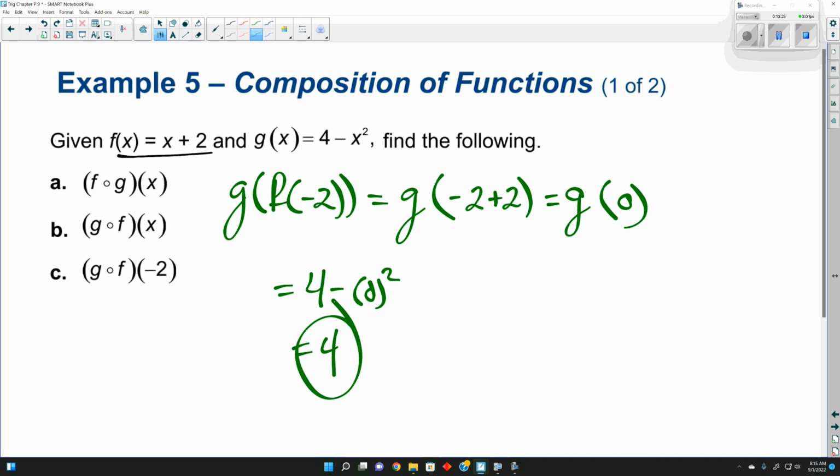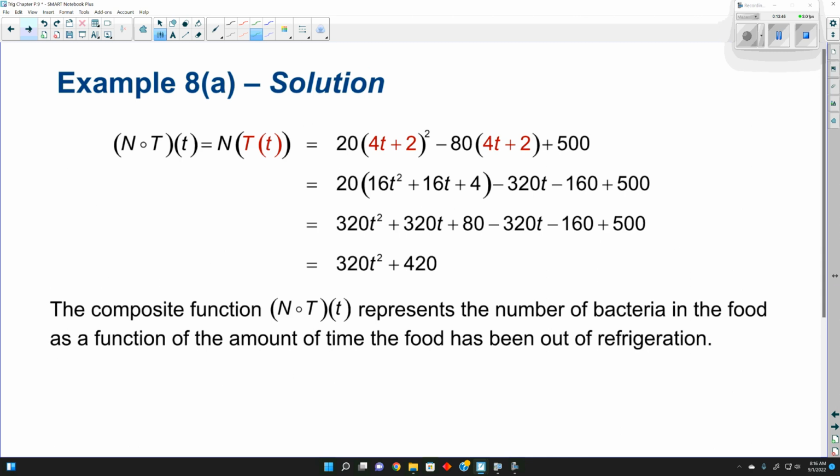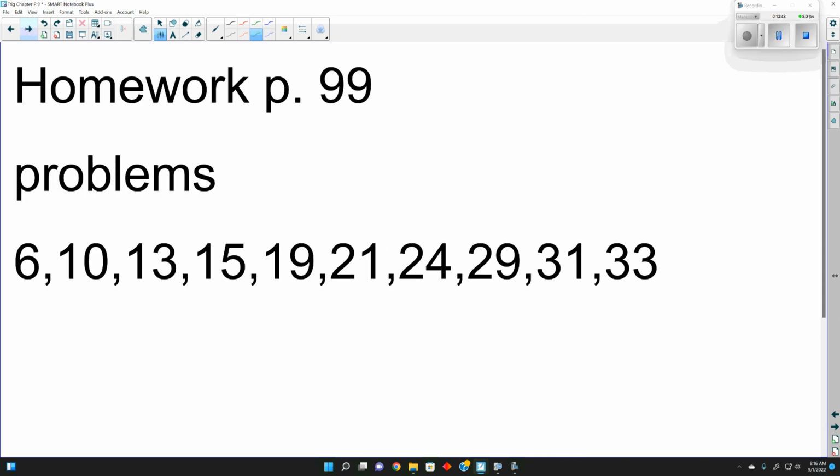So even as complicated as these get when we're evaluating from a number, we just work from the inside out and simplify as we go. But that's it. Any other questions on this? So that's it. That's all we're going to look at with this here.